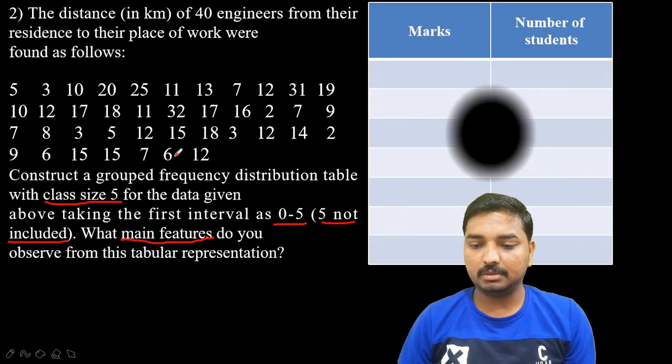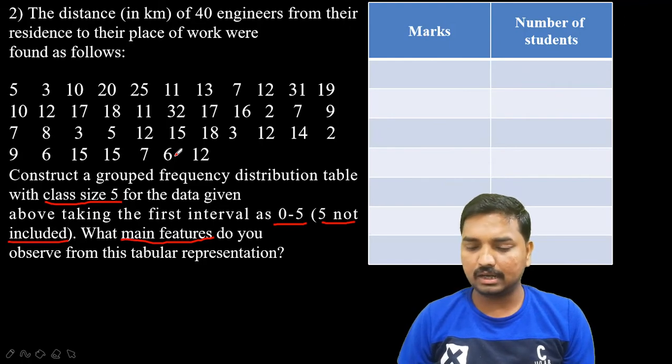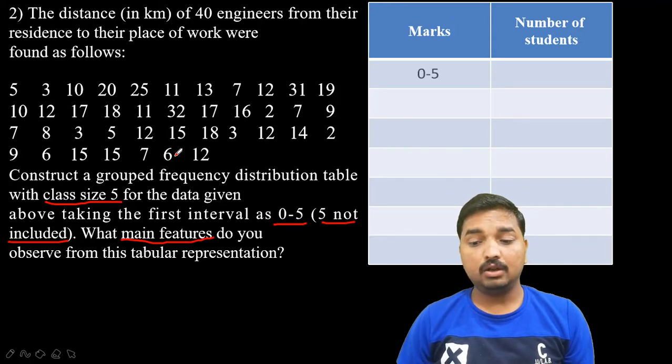So look at the table. This is the actual answer. You just need to write it in a table. Okay, so now look here, class intervals. The initial class interval is already given to you, 0 to 5. Okay, with width 5, so what will be the next class interval? 5 to 10.